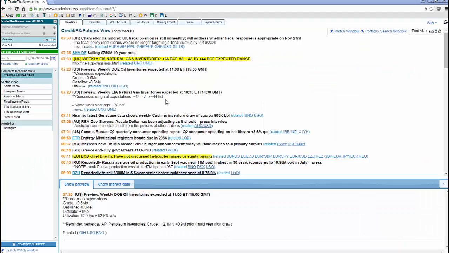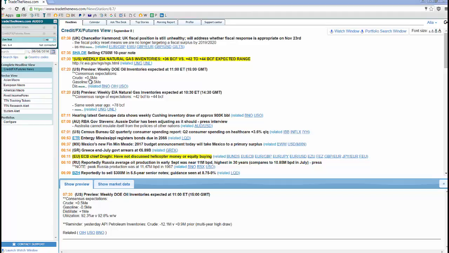So this is what is expected on oil, traders, plus 0.5 ME. Anything above this number is bearish news. Anything below this number is bullish news. Oil news, unlike any other news, is a complete reversal. The more oil we have, the less expensive oil should be. The less oil we have, the more expensive oil will be. Completely reverse news, unlike any other news.